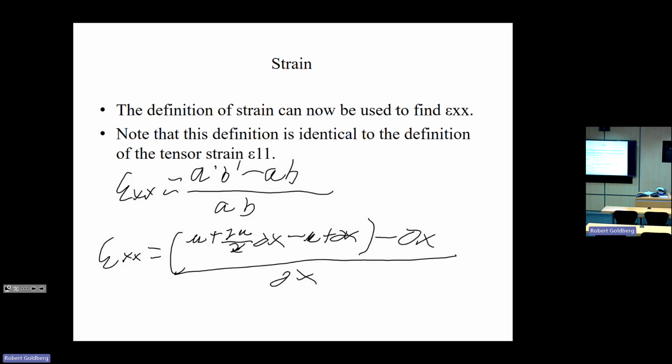Delta x cancels with delta x. u cancels with u, and we divide by the delta x's, and we just get equal to delta u delta x, which is what we got from the definition of the tensorial strain in the x direction, which makes sense. So for the normal directions, the tensorial strain and the engineering strain are the same. Okay.